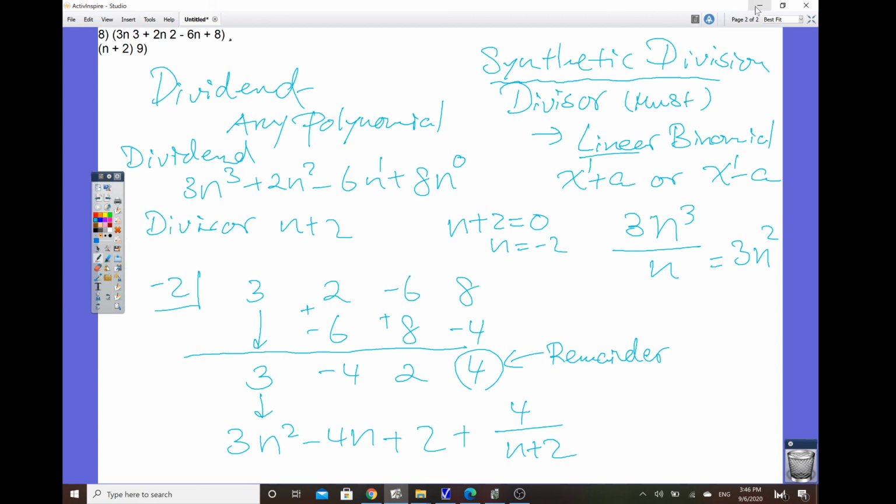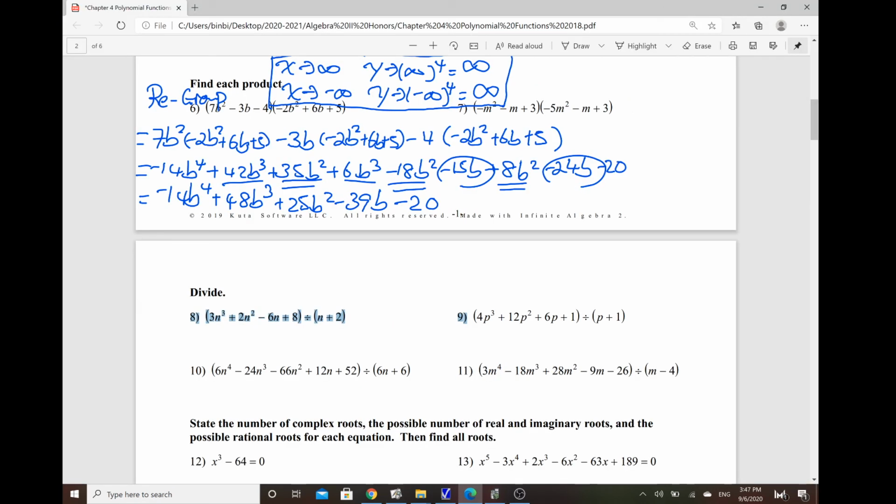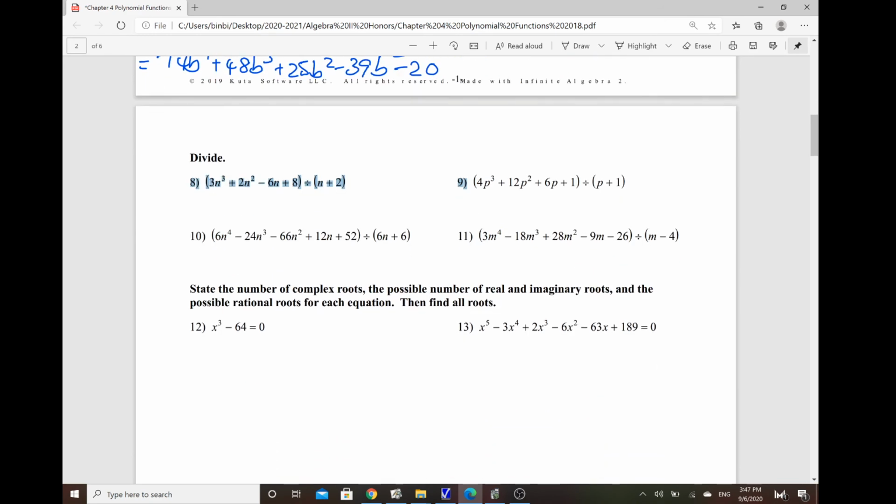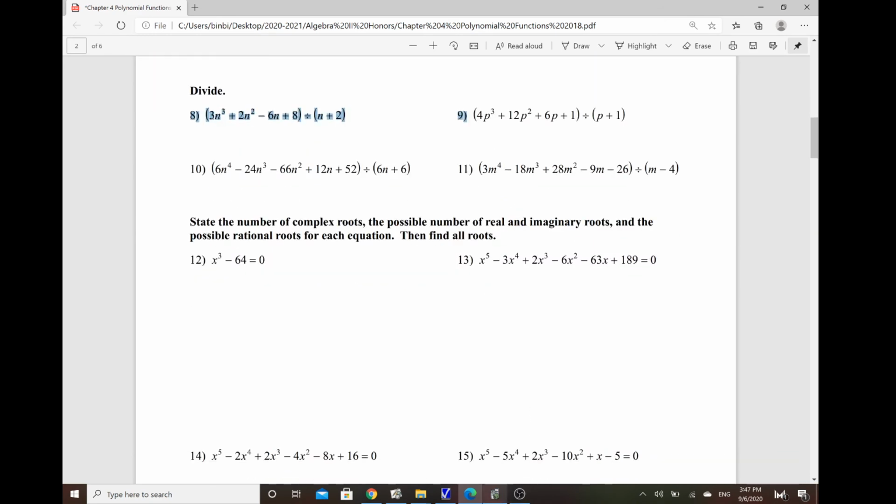Okay, so now let's see what else we have besides synthetic division and long division. The rest of this type of problem. So let's do another one, let's do number 10. Number 10 looks kind of difficult. Again, I just want to copy and paste this one so I can transfer that to the Active Inspire. There you go.